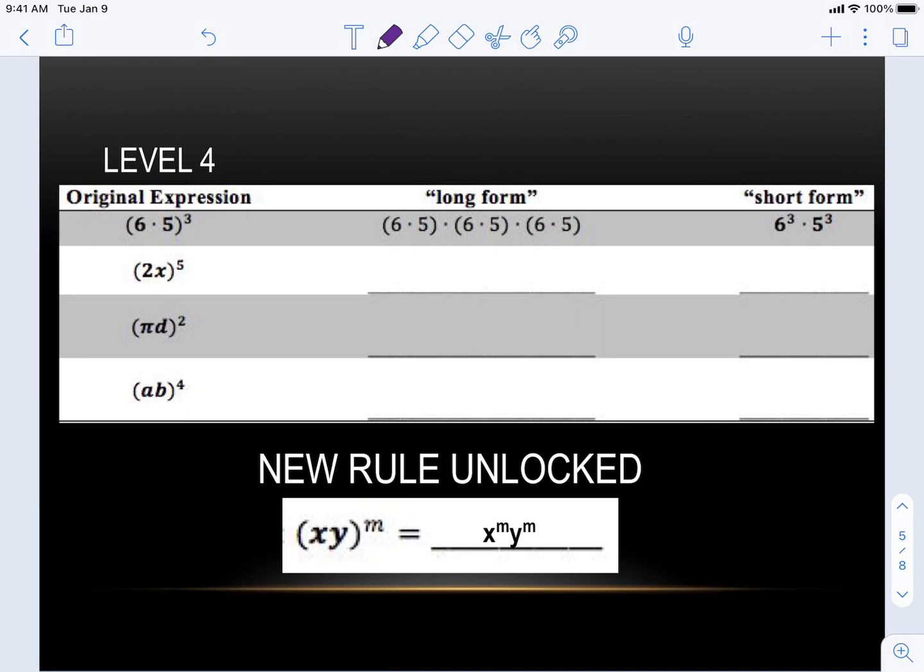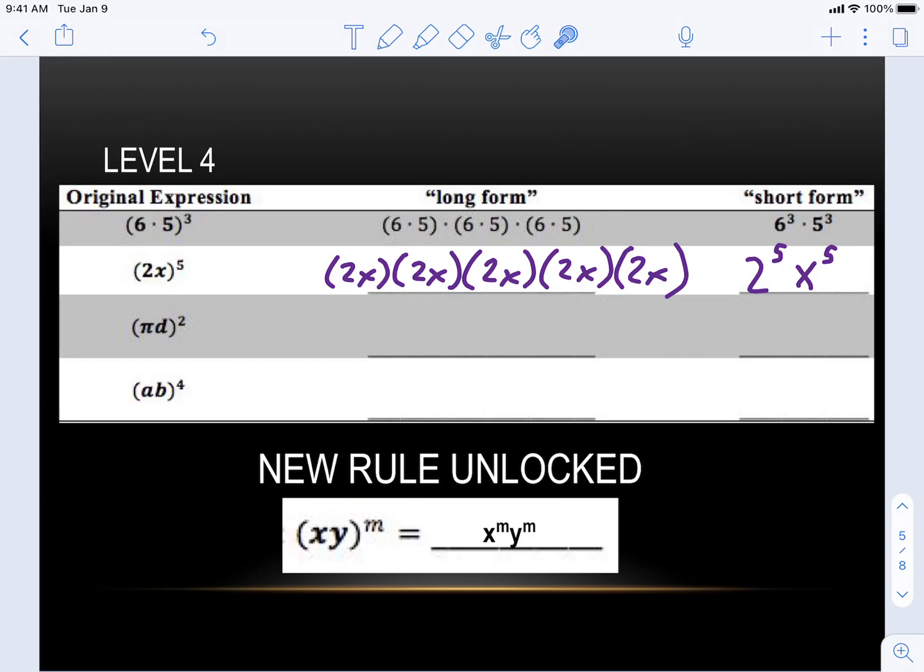2x is inside the parentheses, so it is 2x times 2x times 2x, so that there's 5 of them. And so if I do it the long way like that, now I've got 5 total 2's, so 2 to the 5th, as well as 5 total x's, so x to the 5th.